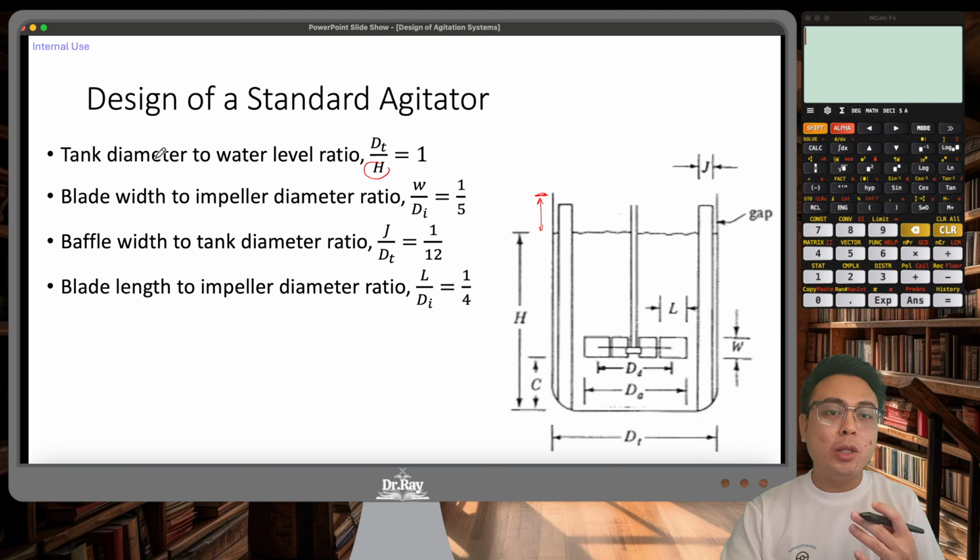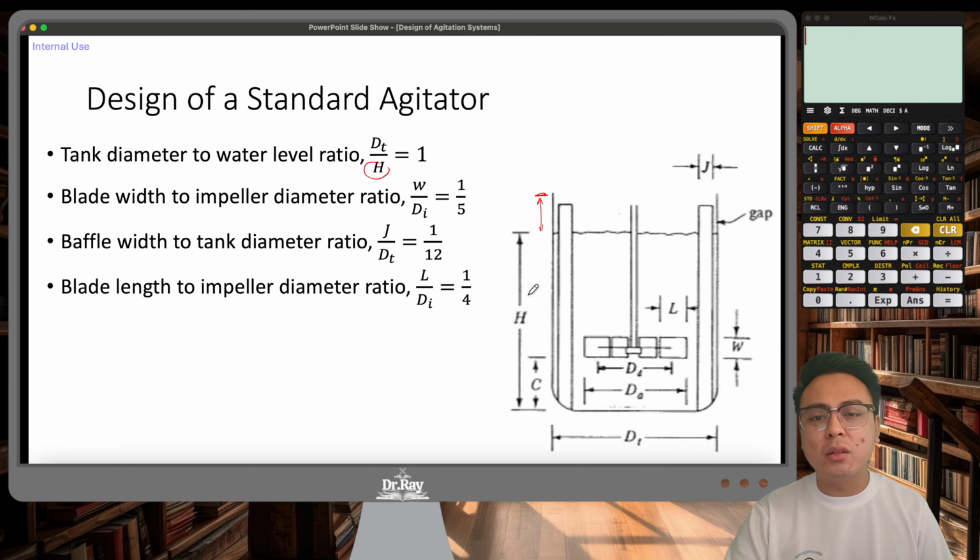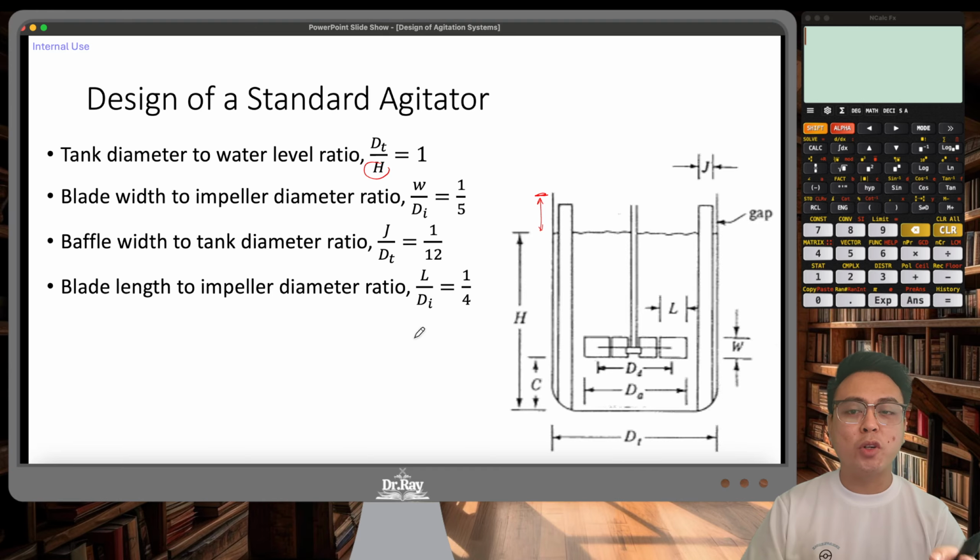The one thing that you need to keep in mind is that this is not a very strict system. Of course, you can vary beyond this standard set of ratios, but there will be trade-offs. For our purposes, we're going to follow these standard ratios.